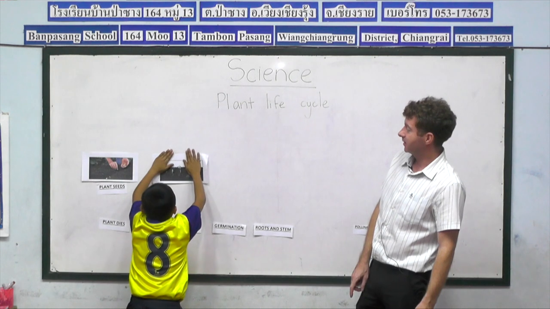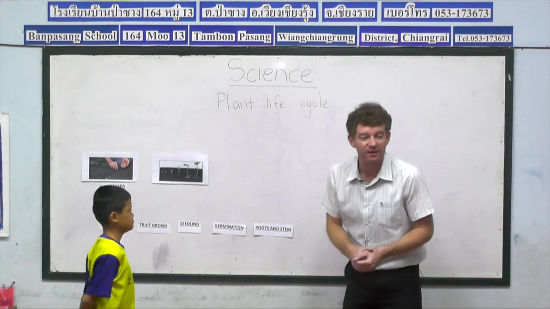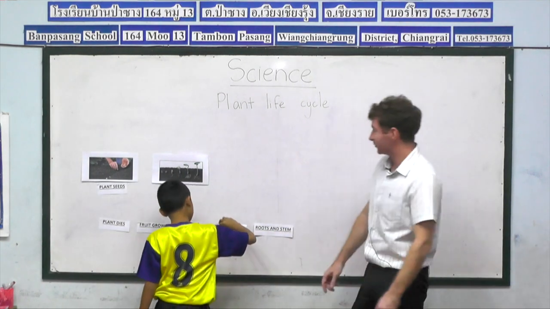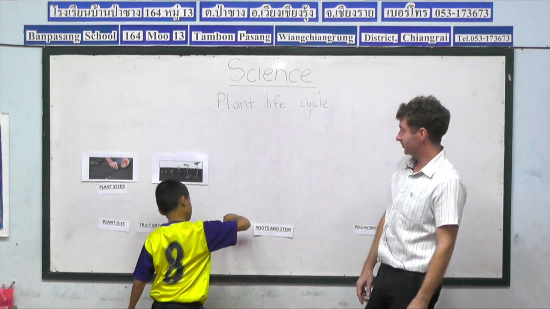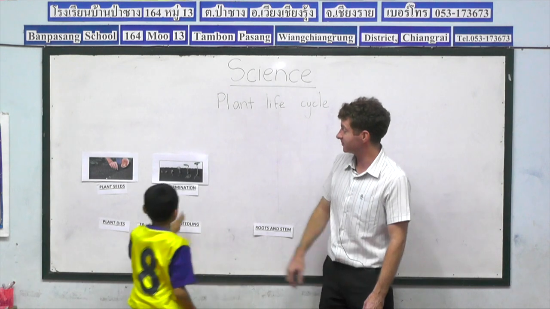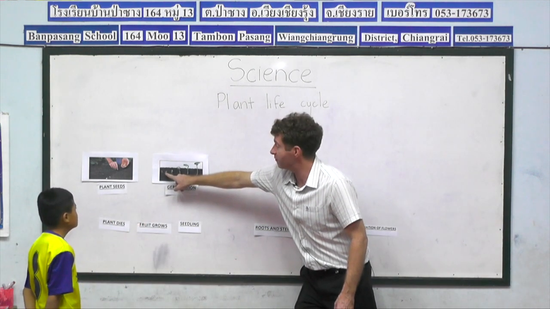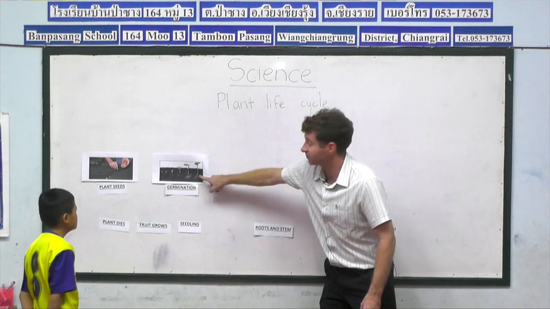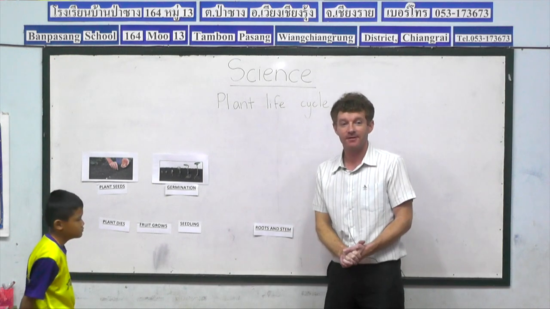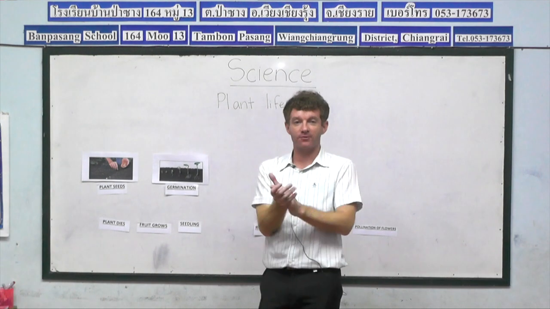Excellent. Okay, so this stage, I'll give you a clue. It's a word beginning with G. Germination. Excellent. Well done, Chu. Well spotted. So we can place germination under the second stage. Germination is the stage when the plant moves out from being the seed and starts to grow proper. So one more time, guys. Germination. Excellent. Chu, that was brilliant. High five. Big round of applause.